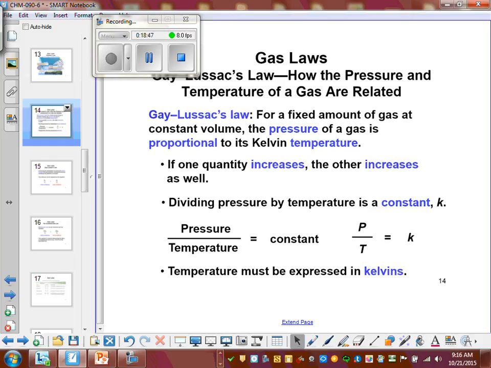How pressure and temperature of a gas are related. Gay-Lussac's law. All right, we're not even looking at the board. I have gas in a container, and I heat it. What's going to happen to the pressure? It's a fixed volume. Say this is a sealed container with gas. I heat it. What's going to happen to the pressure inside? It gets greater. All right?